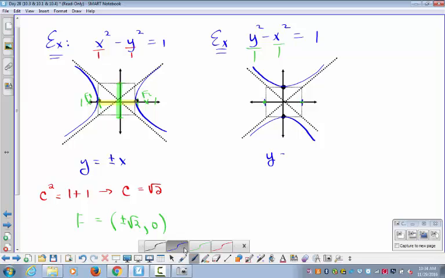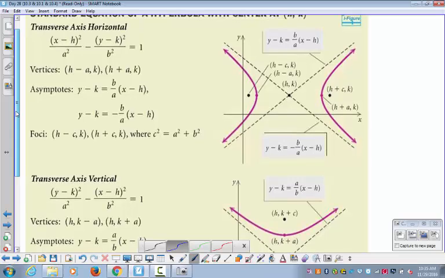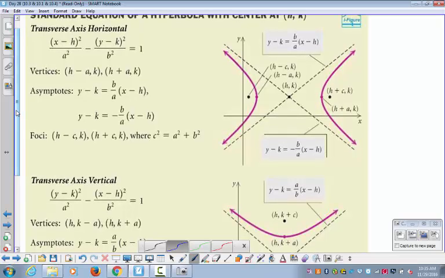Asymptotes will be the same. The foci will be almost the same. Instead of being horizontal, they'll be vertical though. So the foci will be something like that. Okay, so we just use these basic ones to get a better sense of, okay, x is first, horizontal, y is first, vertical. That's helpful to orient yourself. And so when you're looking at this, you're not getting super tangled up in all these letters.